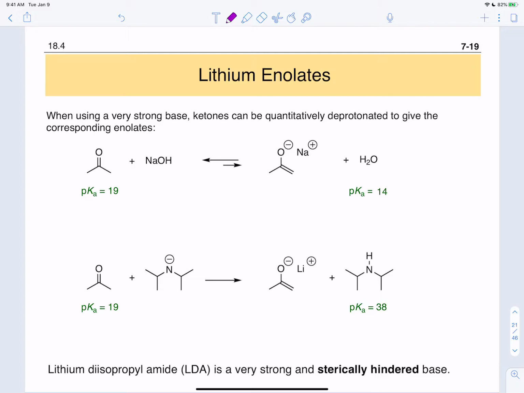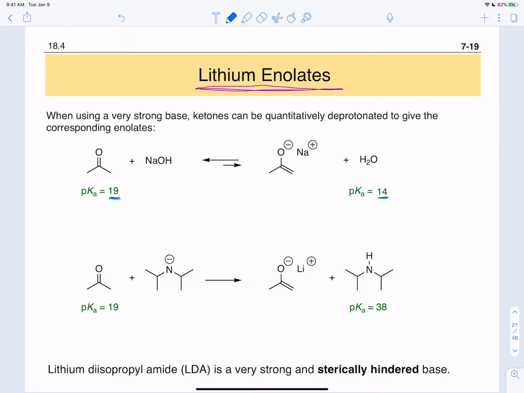Now comes, in my opinion, the most useful part of all of this chemistry, and we're going to change it up quite a bit. We're looking now at what are called lithium enolates. Previously, we were always looking at different types of compounds where we're using fairly weak bases to deprotonate these carbonyl-containing protons. If we take a closer look, we can see that the pKa of something like acetone is 19, the pKa of water is 14.